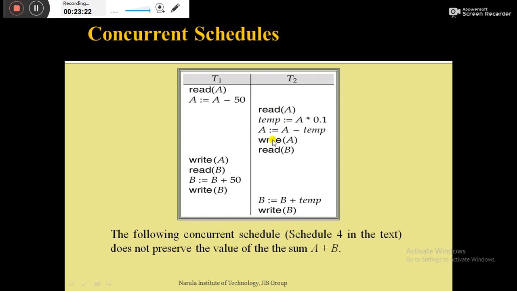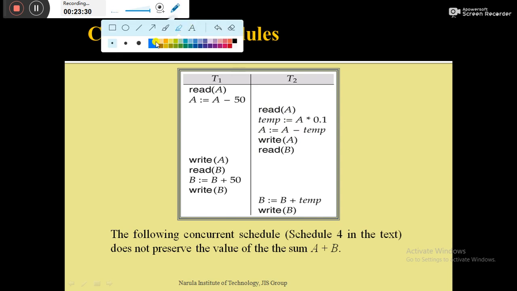So consider this schedule. Again, we have to draw the database, otherwise it will be difficult to understand. We will check whether the concurrent execution of the transactions leaves the database in a consistent state or an inconsistent state. So initially, suppose A is 100, this is A, this is B. Initially the values of A and B are say $100 and $200, or rupees, whatever it be.